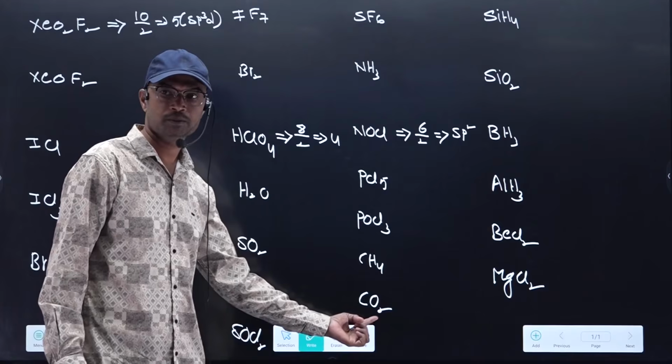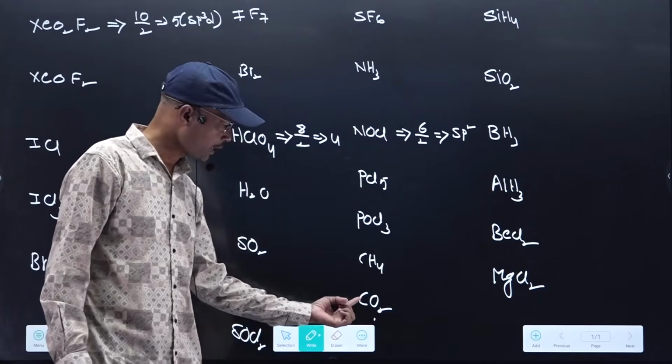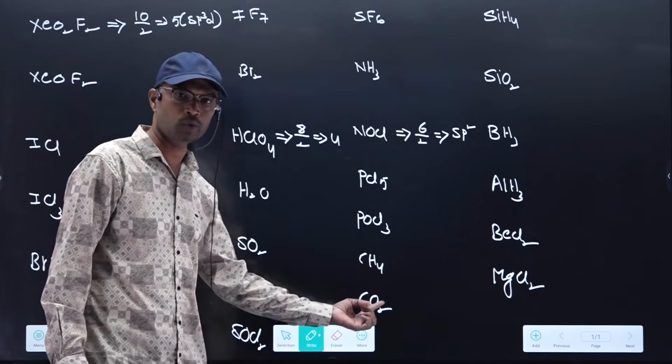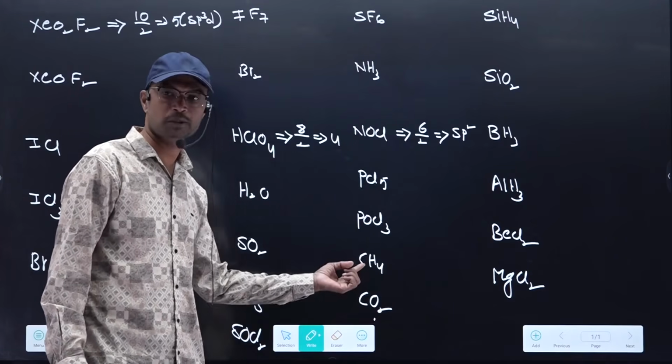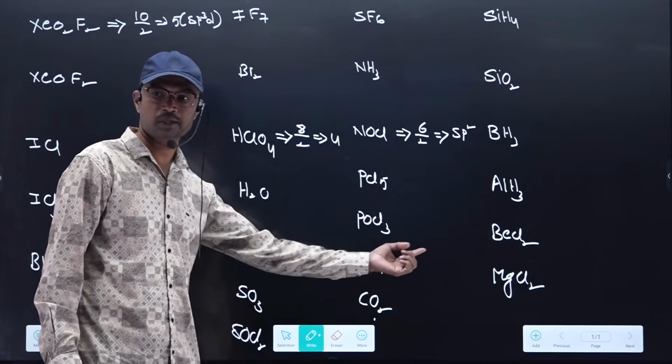What about carbon dioxide? Carbon hybridization is sp or not? sp. See, carbon 4. Any monovalent? No. 4 by 2, 2, sp. Methane, this is well known, sp3. 4 plus 4, 8. 8 by 2, 4. 4 means sp3.